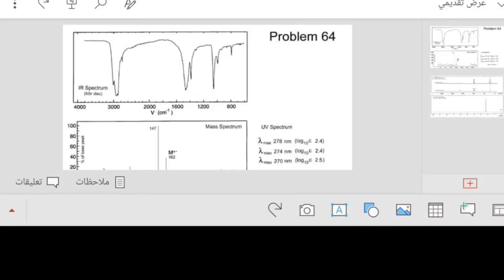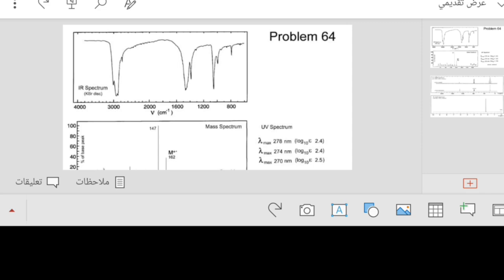Hey everybody, welcome back. Today we're going to analyze an unknown organic compound. We're using all the spectroscopy techniques. We're focusing on problem 64, where we have IR, mass spectrometry, UV, and carbon and proton NMR.